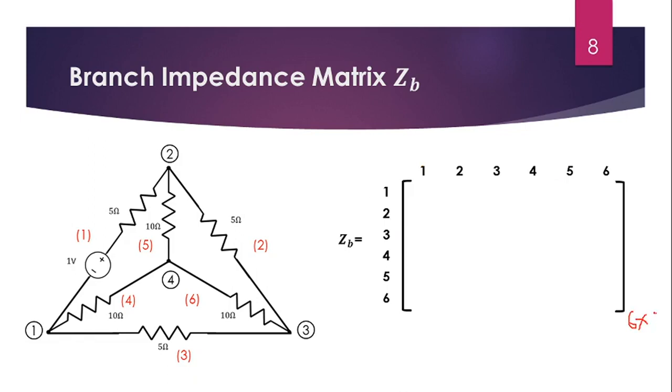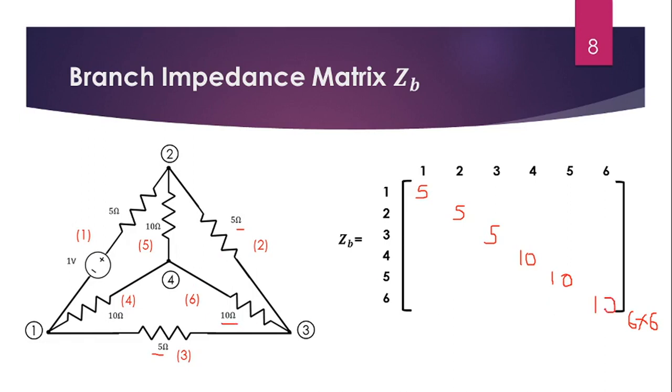Just write here the branch impedance value of the respective branch. Between branch 1 and branch 1, what impedance value is present for branch 1? 5. We just write it. Branch 2 and branch 2, what impedance value is present? 5 ohm. Branch 3 and branch 3? 5 ohm. Branch 4 and branch 4? 10 ohm. Branch 5 and branch 5, the impedance value is 10 ohm. And branch 6 and branch 6 is also 10 ohm.